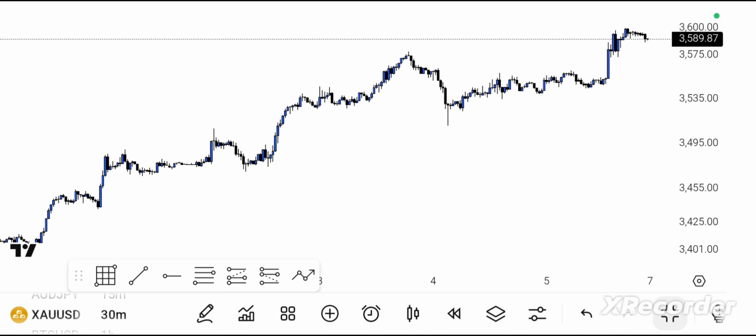So first thing I usually do is to start from the higher time frame. The reason why I start from the higher time frame is to get the perspective of the market, know where the market is coming from and where the market is headed. Because when I go down to the lower time frame without getting the higher time frame perspective, I usually get confused.